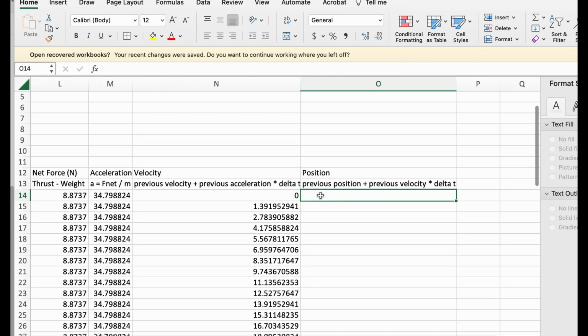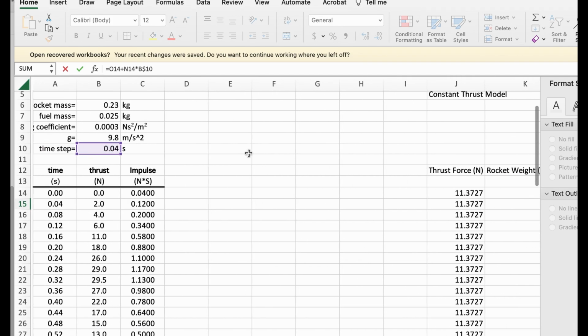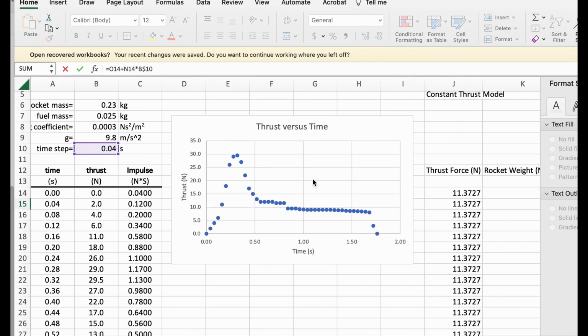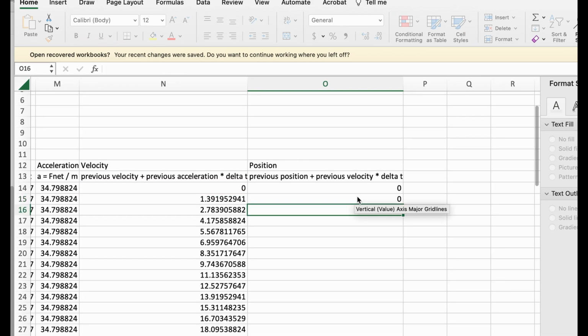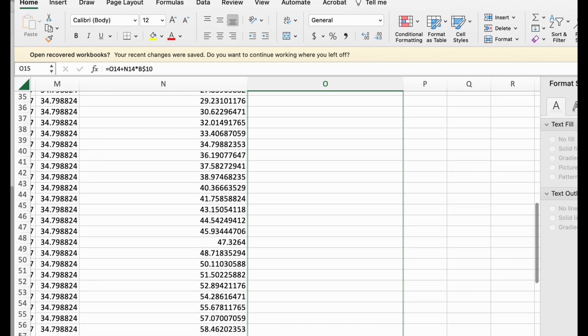All right, we're starting off on the ground at rest. Then our next position will equal the old position, which is O14, plus previous velocity, I'll call that up from N14, times my time step of B10, going back to referencing it from here. There we go. Now we should be able to drag that down.